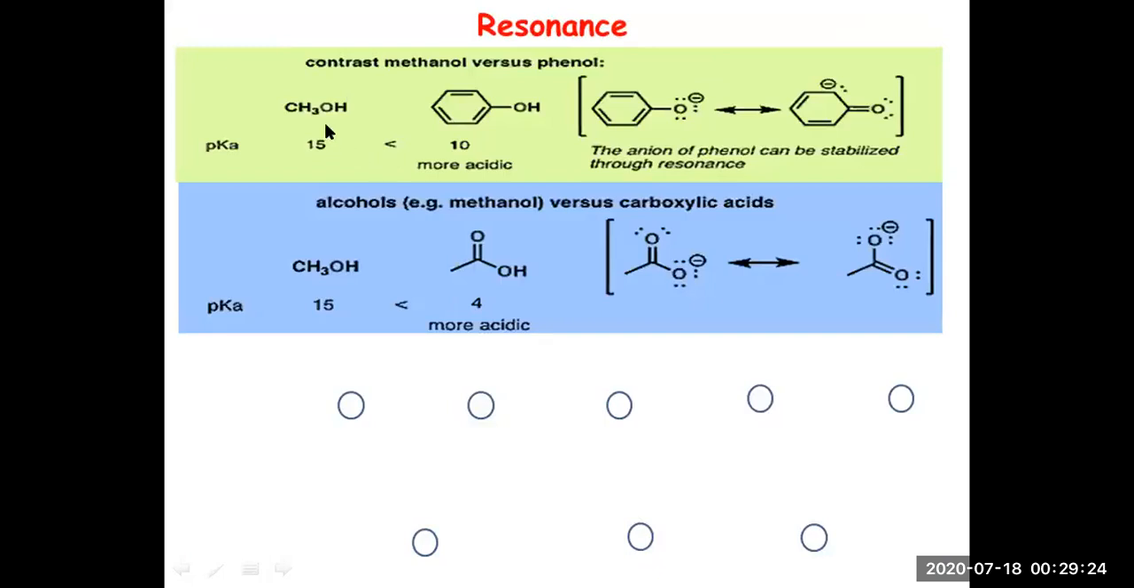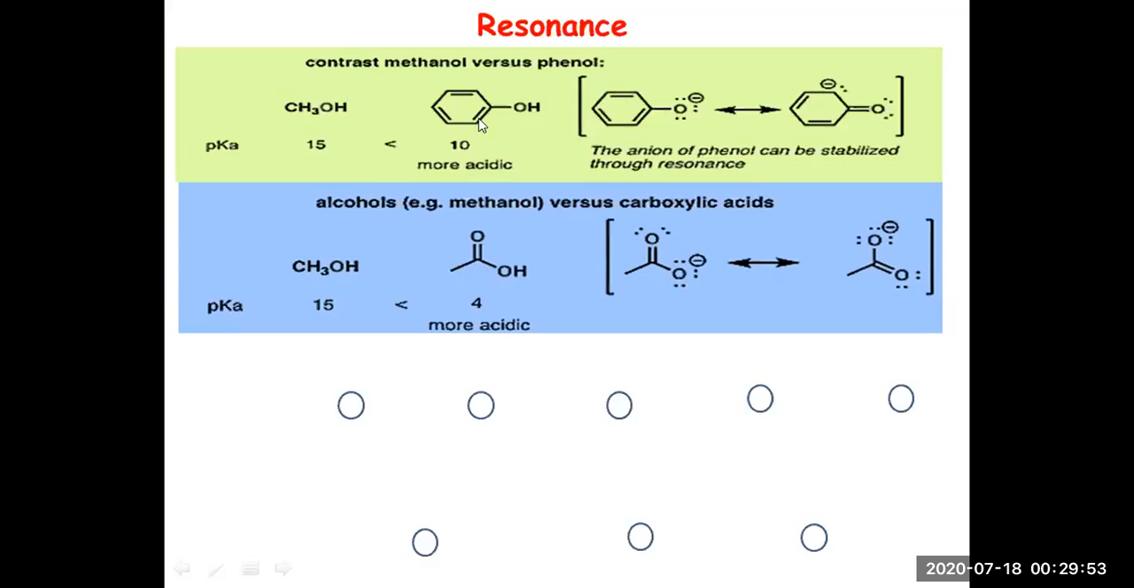These are the examples. Let's say if I compare your methanol with phenol, phenol is more acidic as compared to methanol. Why? Now see the pKa values. This is 15, this is 10. Lesser the value of pKa, stronger is the acid. So phenol will be more acidic, whereas methanol is neutral. Alcohols are neutral, whereas phenols are acidic in nature.